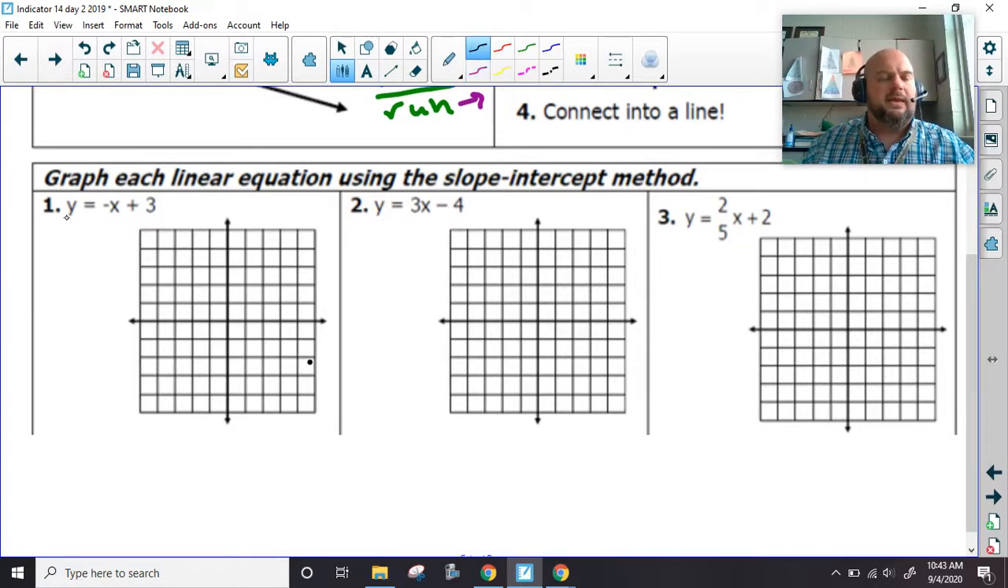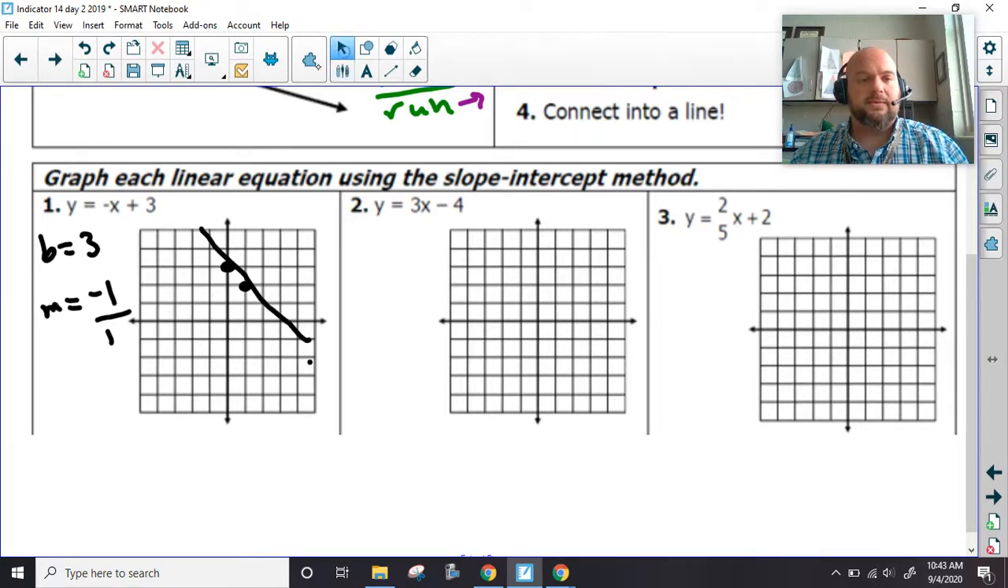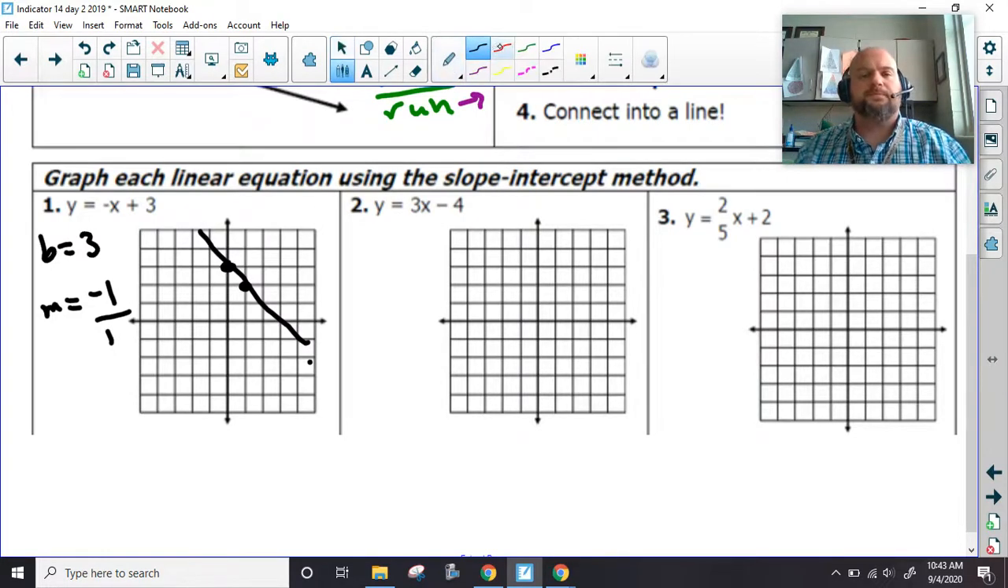All right, so b is going to be +3. Okay, so I'm going to go up 1, 2, 3. I'm going to make a dot. All right, my m is -1. Well, it's also -1 over 1. So from here, I'm going to go to the right 1 and then down 1. And then I'm going to draw my line. I don't know. I totally missed. But no, I didn't. Okay.